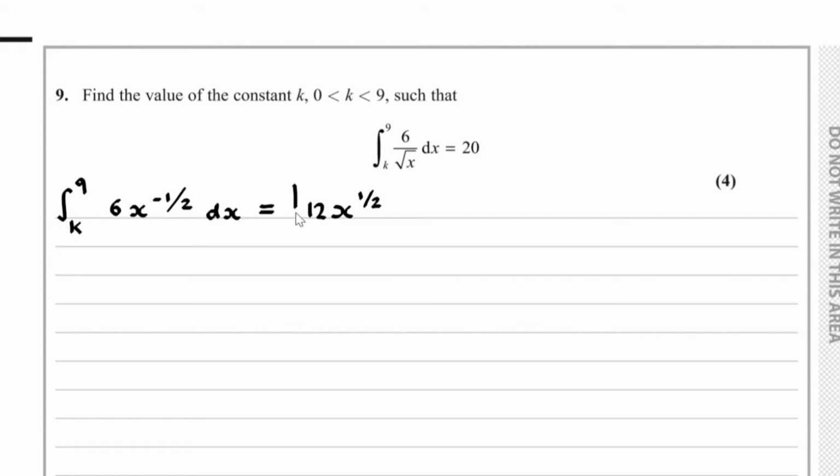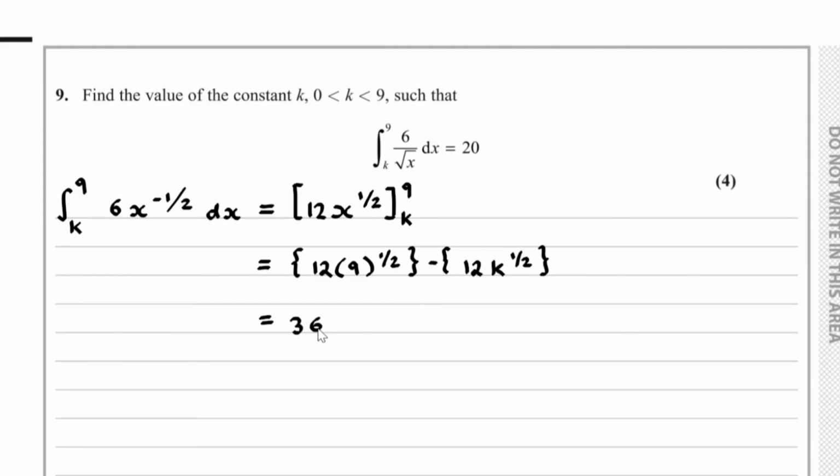So what we need to work out is 12x to the power of 1/2 evaluated between k and 9. So we have 12 lots of 9 to the power of 1/2 minus 12k to the power of 1/2, and if we tidy this up even further, 3 times 12 is 36. We've got 36 minus 12k to the power of 1/2.